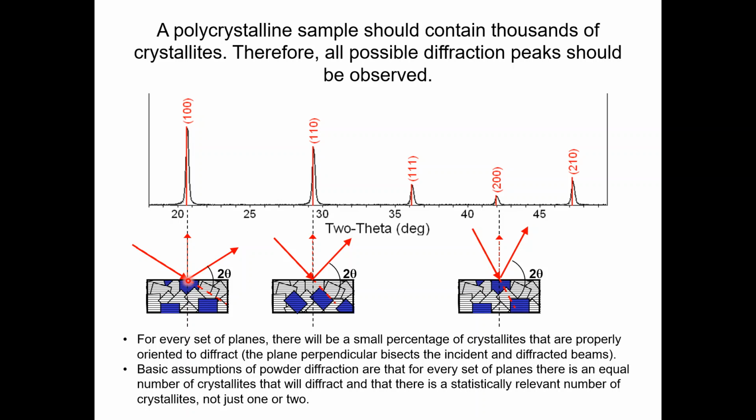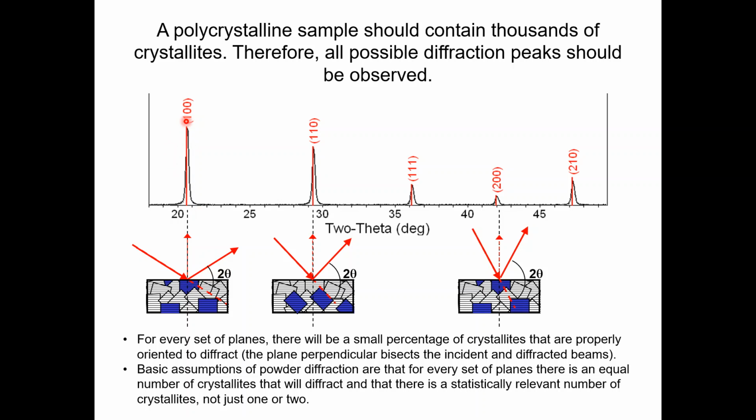So for every set of planes, there will be a small percentage of the crystallites that are properly oriented to diffract. What does it mean? It means that the plane perpendicularly bisects the incident and the diffracted beam. I mean both of these bisect, they are perpendicular. So that's why you can see it here.